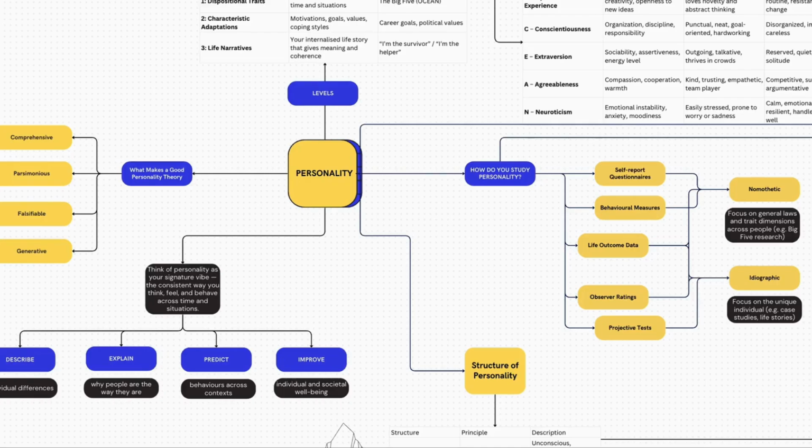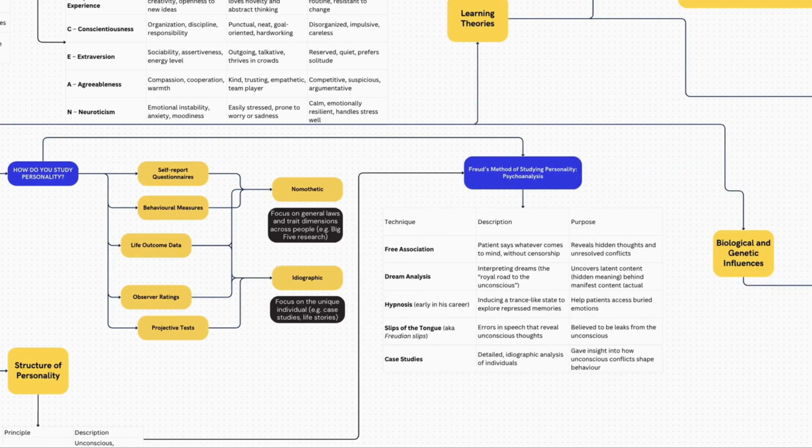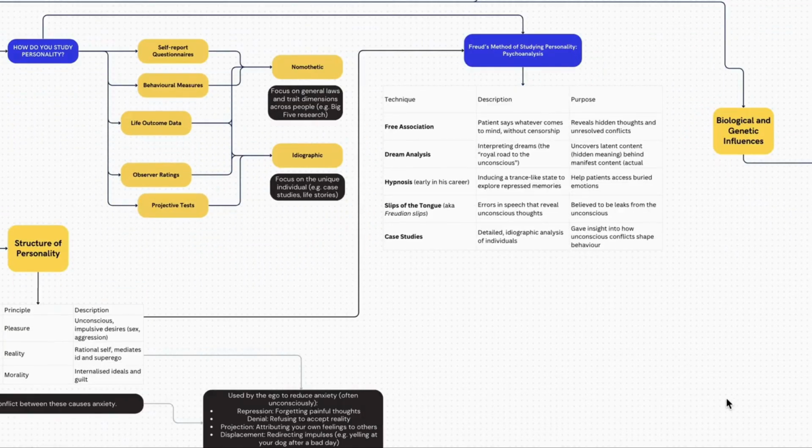How do you measure personality? Personality can be measured with self-report questionnaires, behavior measures, life outcome data, observer ratings, and projective tests. The study of it can be divided into two: nomothetic and idiographic. Nomothetic focuses on general laws, traits, and dimensions of people, for example Big 5 research. And idiographic focuses on unique individual experiences, like case studies and life stories.